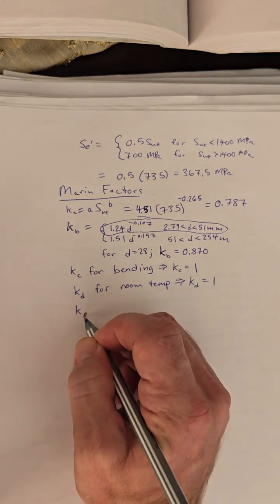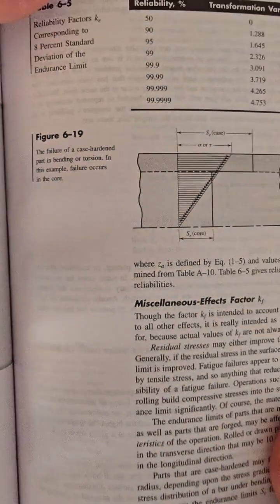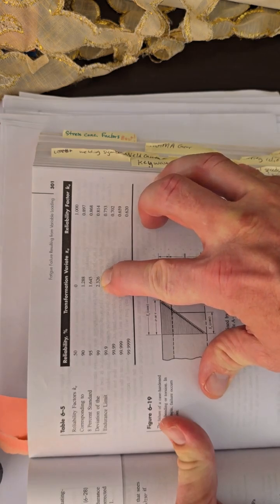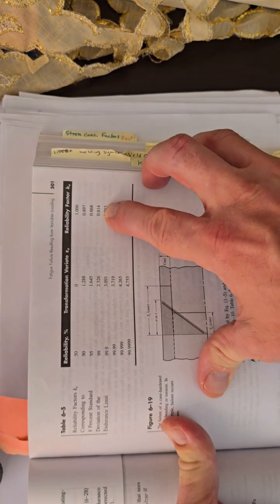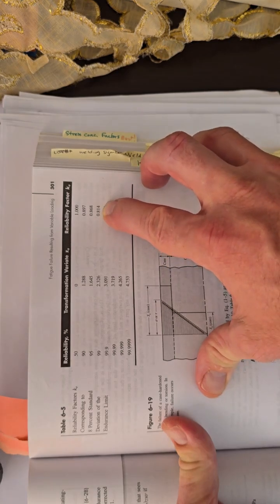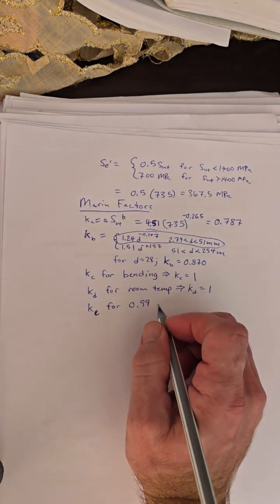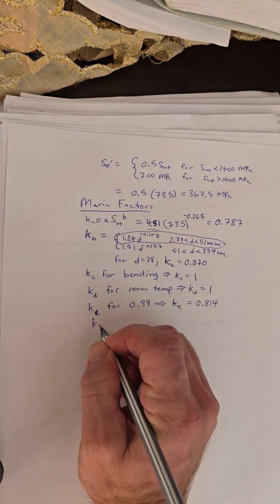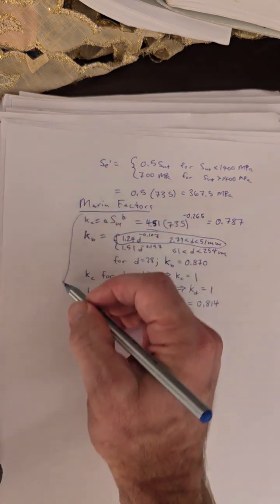K sub E is the reliability factor. We have a handy-dandy table for reliability factors. For a reliability of 99, the transformation variable Z is 2.336. We don't need that because we can just go straight to the reliability of 99%, which from the reliability table is 0.814. And fortunately, in this case, we have no miscellaneous factor. So these are all our Marin factors.